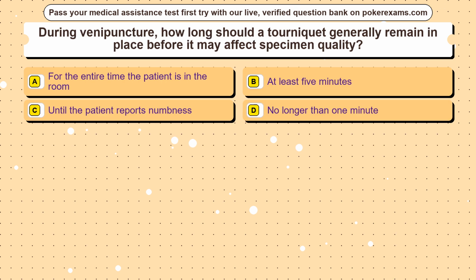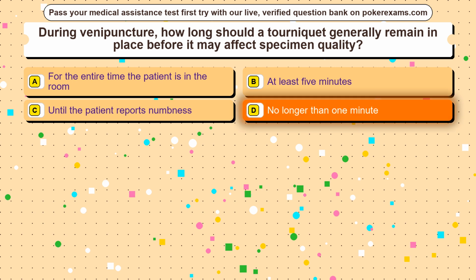Question 11. During venipuncture, how long should a tourniquet generally remain in place before it may affect specimen quality? Option A. For the entire time the patient is in the room. Option B. At least 5 minutes. Option C. Until the patient reports numbness. Option D. No longer than 1 minute. The correct answer is option D.